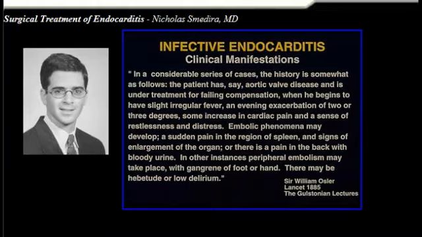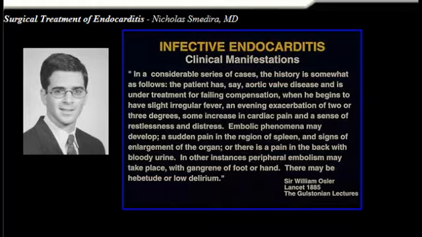The patient has, say, aortic valve disease, so he identifies a pathology, is under treatment for failing compensation when he begins to have a slight irregular fever, an evening exacerbation of 2 or 3 degrees, some increase in cardiac pain, and a sense of restlessness and distress. Embolic phenomena may develop, a sudden pain in the region of the spleen, splenic abscess or splenic infarct, and enlargement of that organ.